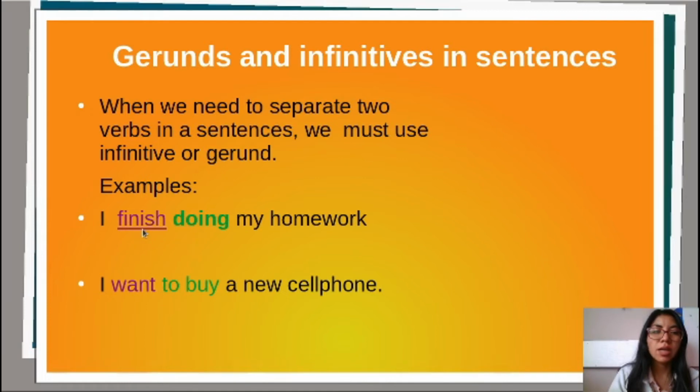Okay, in this example, I finished doing my homework. I have two verbs. In the second sentence, I want to play a new cell phone. Here we have one verb and there is my second verb in infinitive form. In this case, here I have the first verb and there we have my second verb in the root form. Okay, but there are some rules that explain when you have to use a gerund and when you have to use an infinitive. Okay, we are going to check.